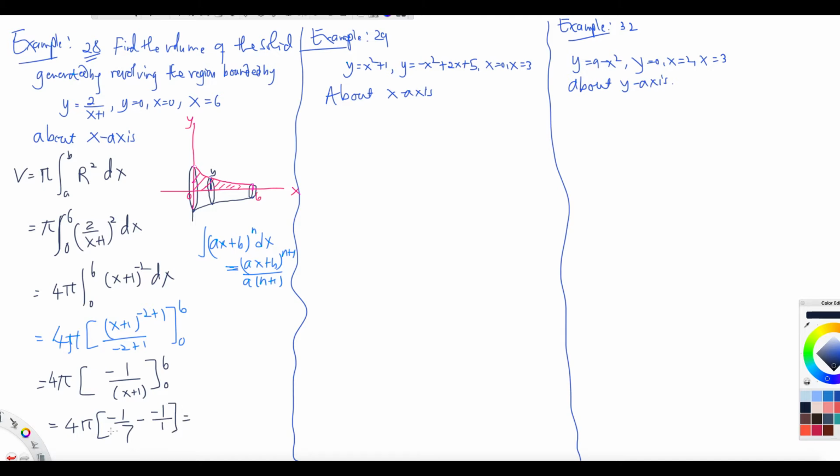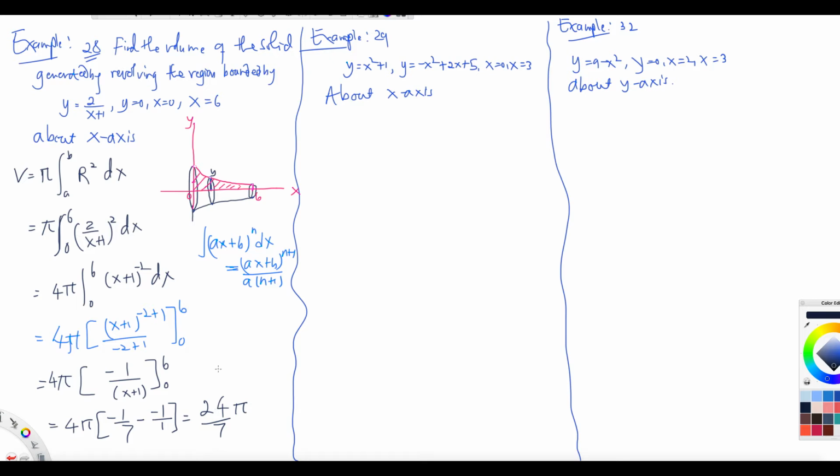That's what you get. If you simplify this, negative 1 over 1 is basically positive 1 here, because minus negative is positive, so 1 minus 1 over 7 will be 6 over 7, right? So the thing inside the bracket will be 6 over 7, and there is a 4 pi, so that will be 24 over 7, and then there will be pi. That's what you get.